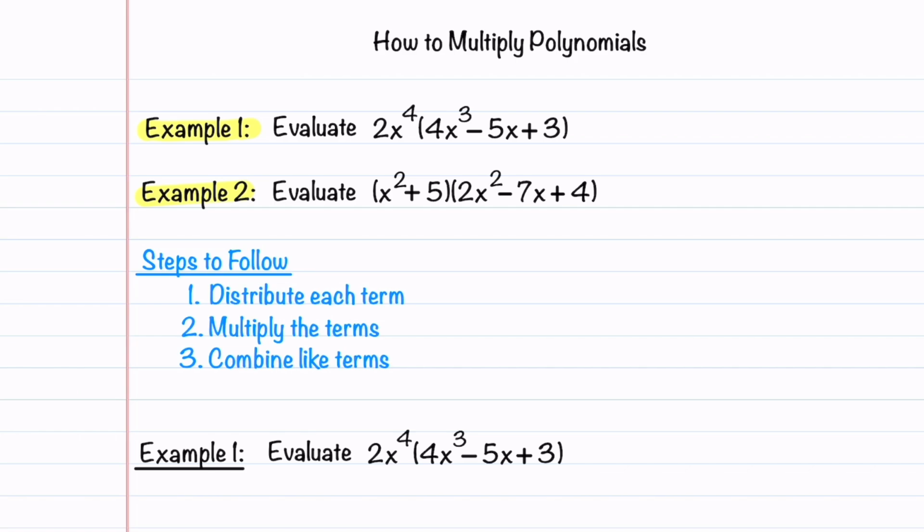When we multiply polynomials, there's 3 steps that we need to follow. The first is to distribute each term, the second is to multiply the terms, and the third is to combine like terms if there are any.